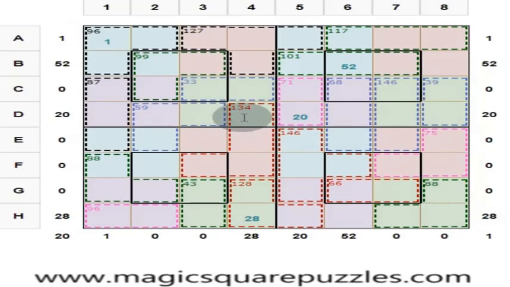My 8 by 8 magic squares are different in the sense that they contain four 4 by 4 subsquares. This is one 4 by 4 subsquare. This is one 4 by 4 subsquare. This is one 4 by 4 subsquare. And this is one 4 by 4 subsquare. Each of these 4 numbers gives you 130.